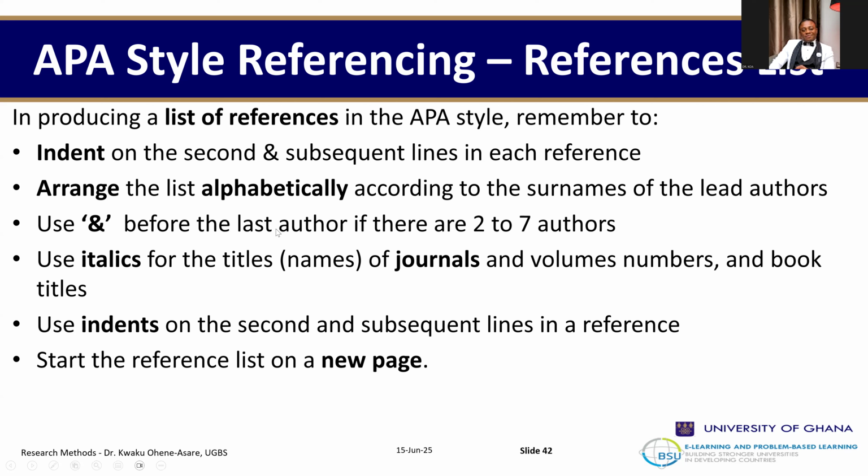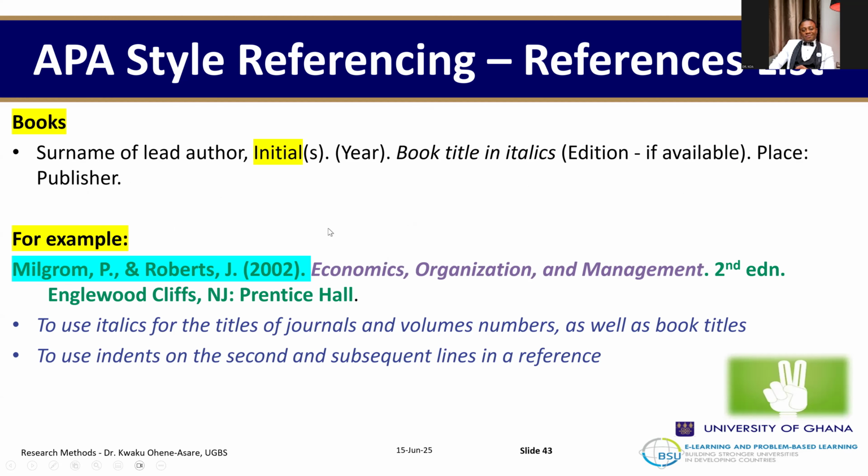Use "and" before the last author if there are 2 to 7 authors. We've mentioned that. Use italics for the title name. The software will do it for you. Start the reference list on a new page. So if you want to generate the reference, you have to go to the new page and then do it. If you forget, after you've written your entire document, go and add a space so that the reference title will come to the new page. It's easy to do that. I'll show you an example pretty soon.